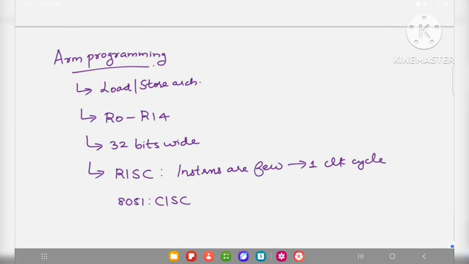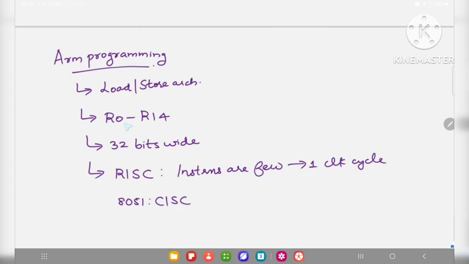Good morning, everyone. So today what we are going to see is about ARM programming. Before starting with the ARM assembly language programming, let me give a brief overview about how we can do assembly language programming in ARM. ARM basically follows a load or store architecture. The meaning actually is you cannot perform any arithmetic or logical operations directly in ARM.